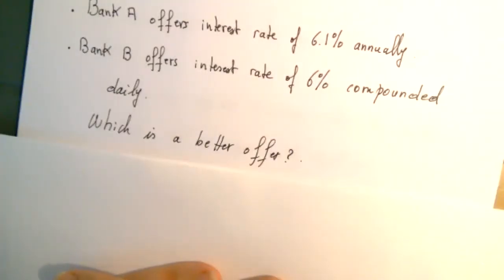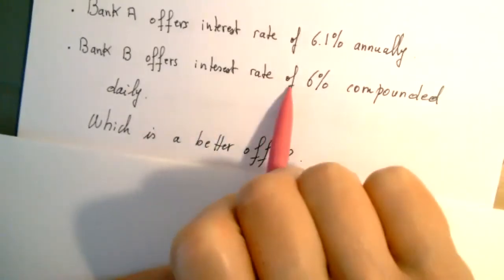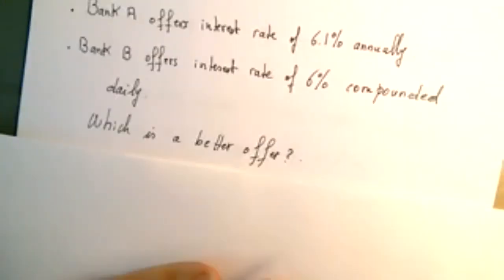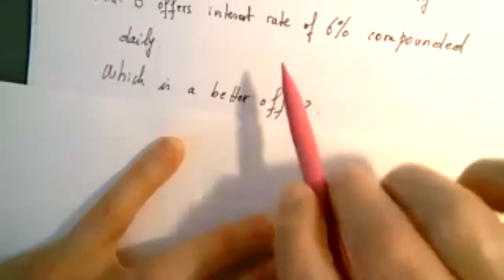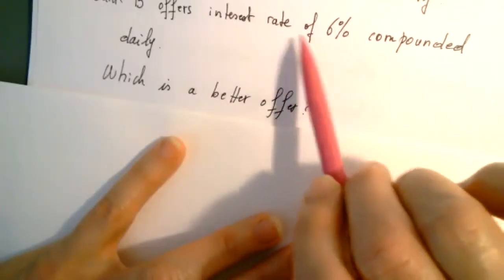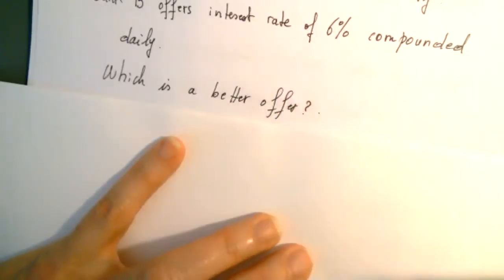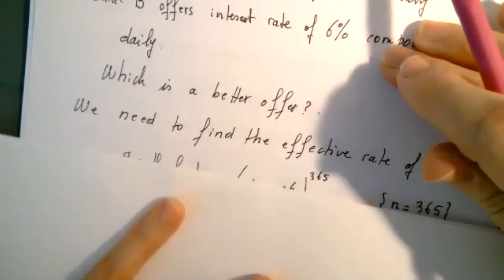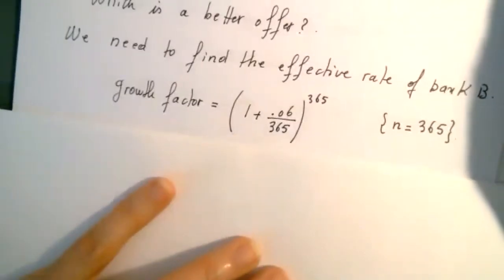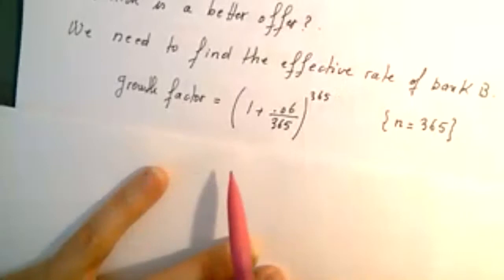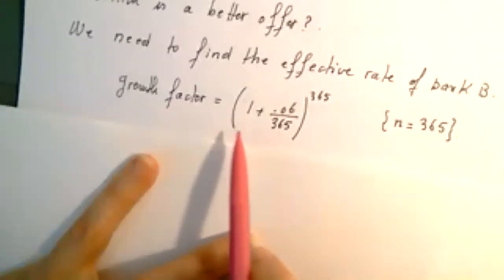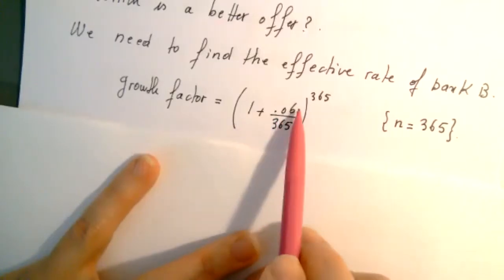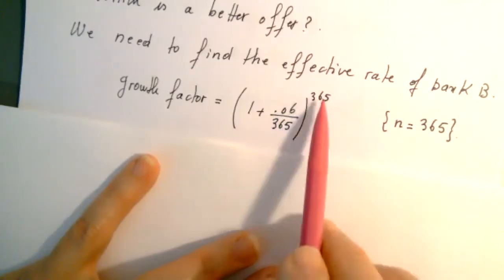All right, so to be able to answer this question, I have one way to do it. I would like to know what's the effective rate in bank B. So how are we going to compute the effective rate? The idea is that to compute the effective rate, we usually find the growth factor. It means every year by how much we are multiplying. So first we find the growth factor. And here it is 365. So the growth factor is 1 plus 0.06 over 365, to the power 365.